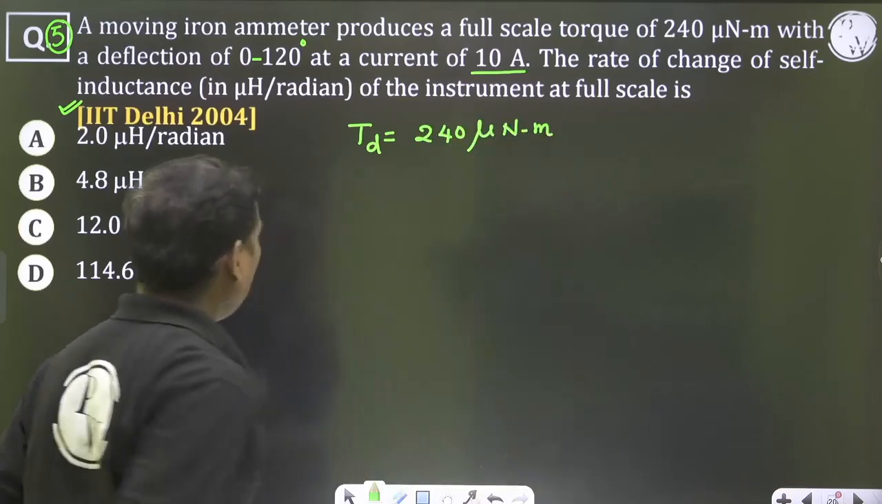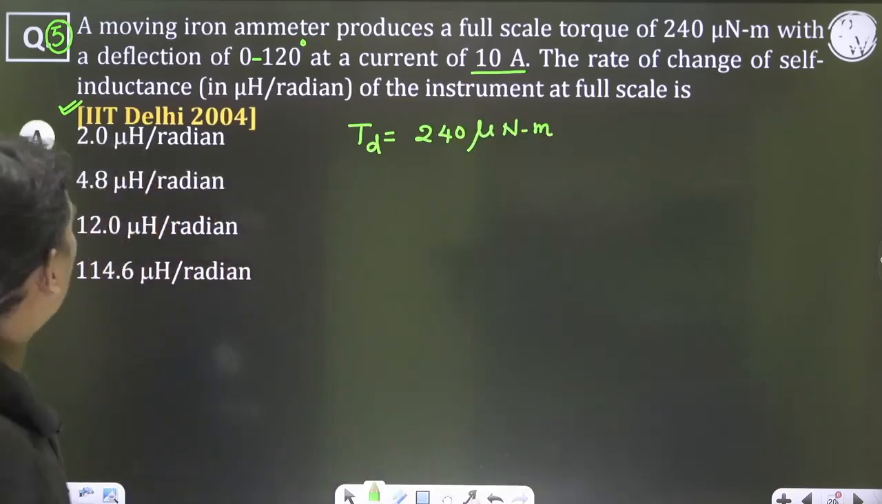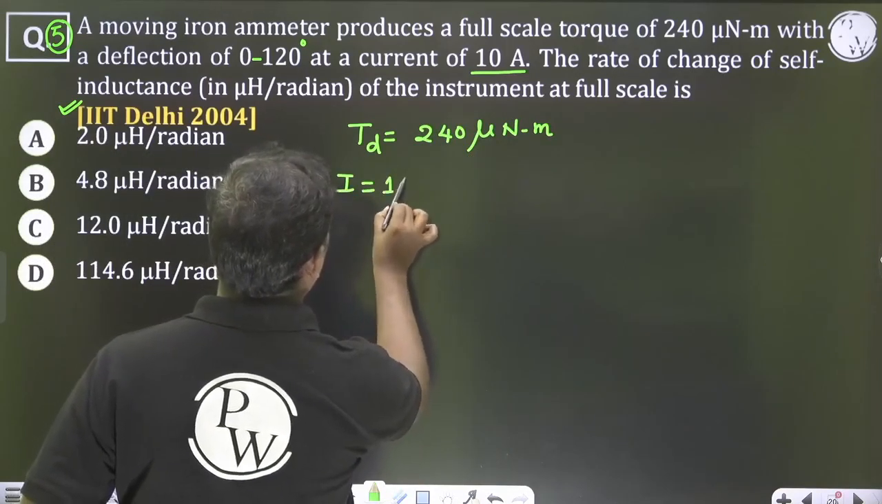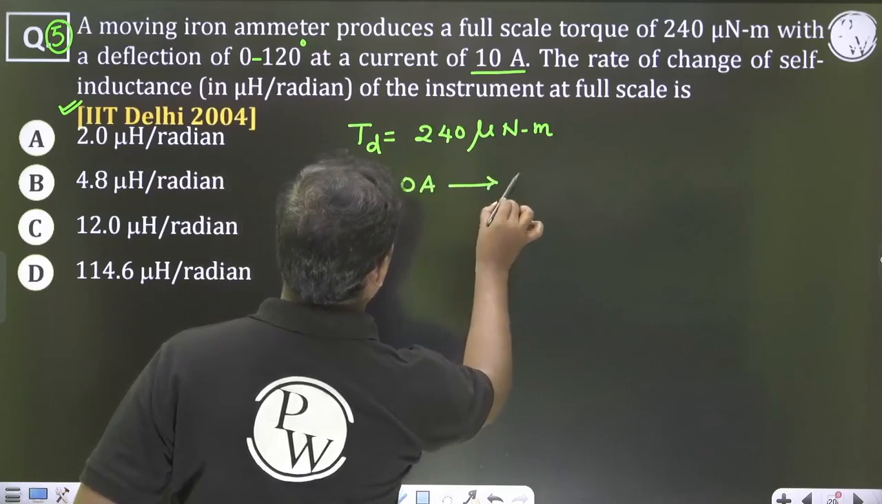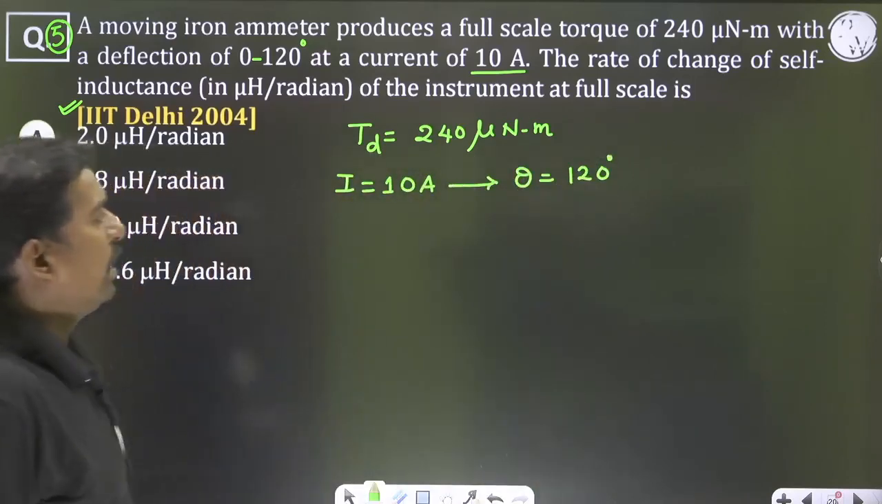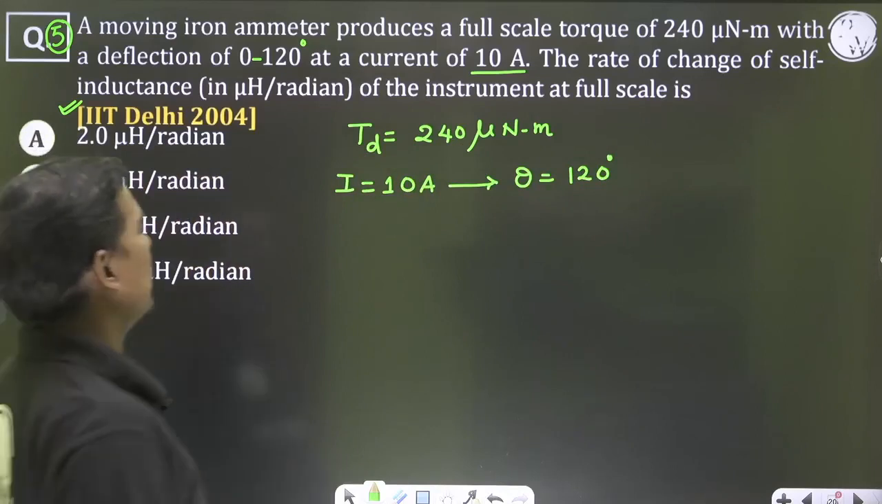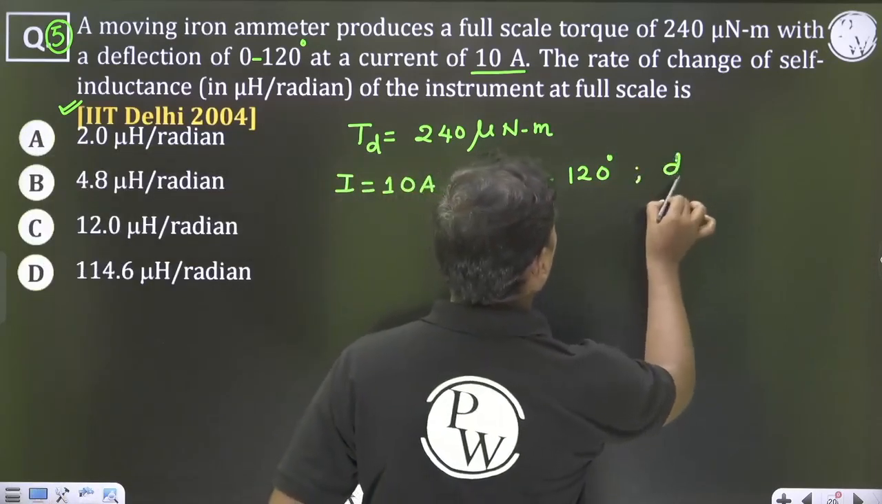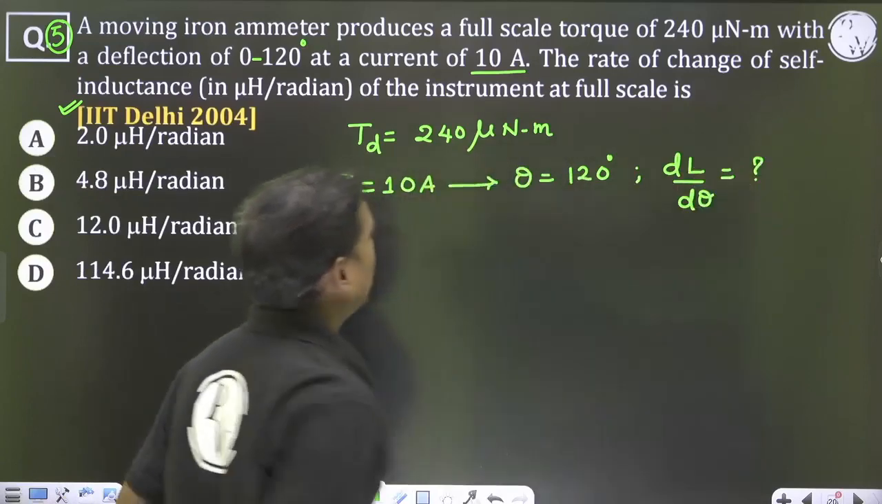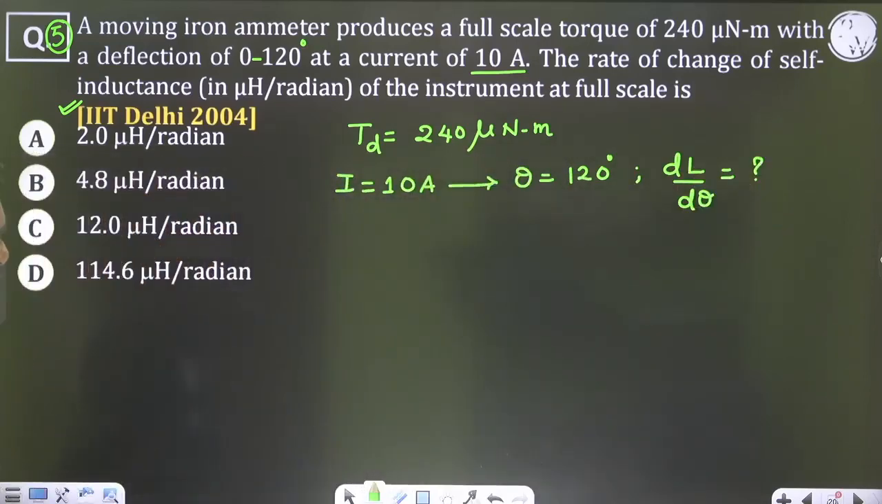Good. Torque is given. Deflection of 120 degrees for a current. So for a current of 10 amperes, the maximum deflection goes to how much? 120 degrees. The rate of change of self-inductance is being asked. So the question asked is, what is dL by d theta? So how to do this question?